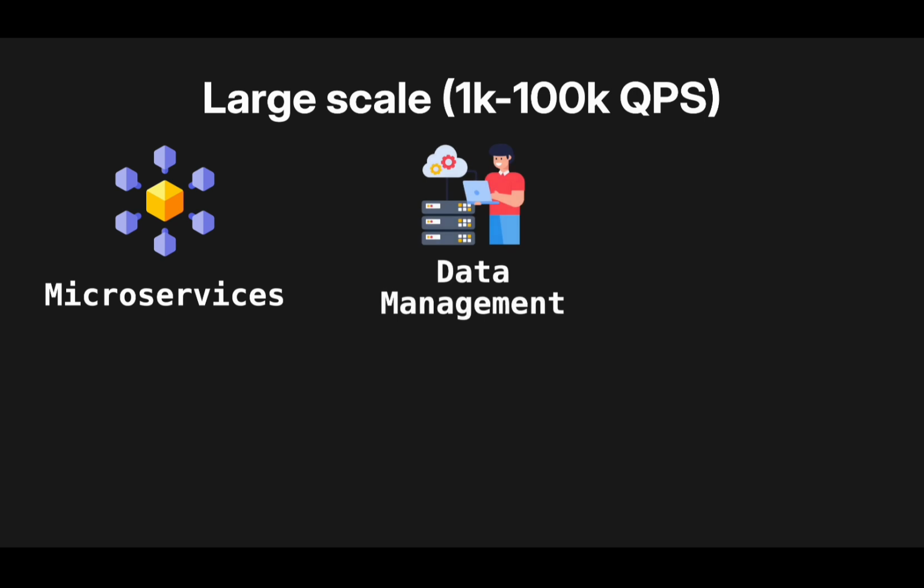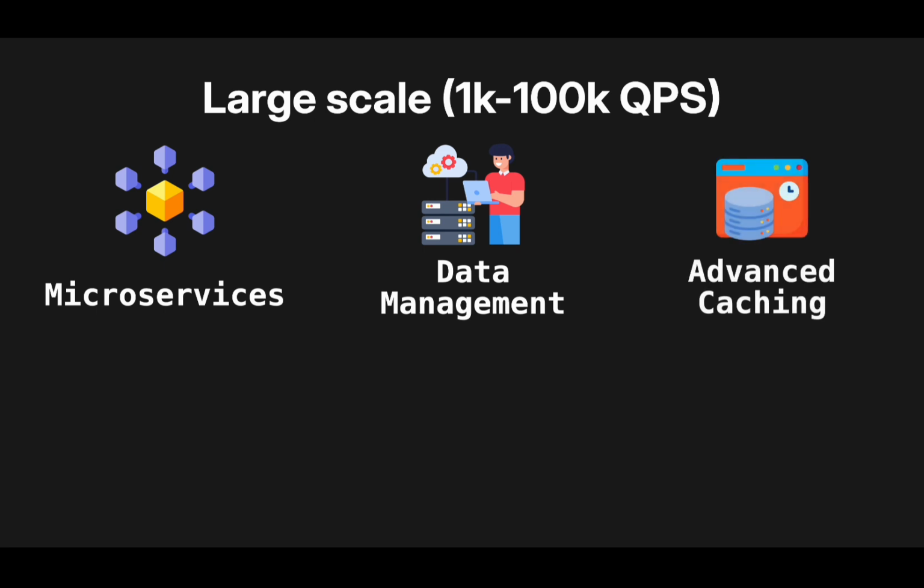Data management is also essential in any large-scale systems. With thousands of requests per second, distributed databases and data partitioning are crucial to handle large data volumes and prevent database overload. Event-driven architectures are also very common, using message queues such as Kafka to manage a high volume of transactions and decouple services.